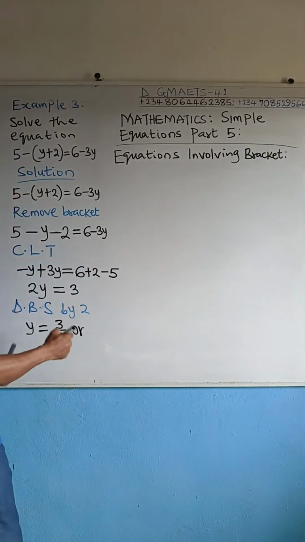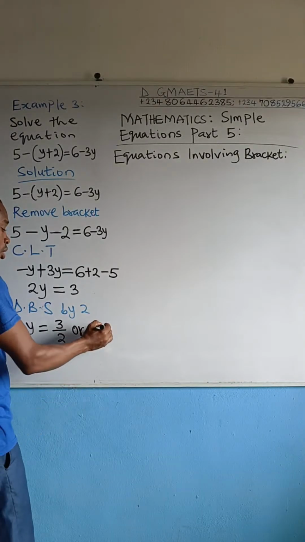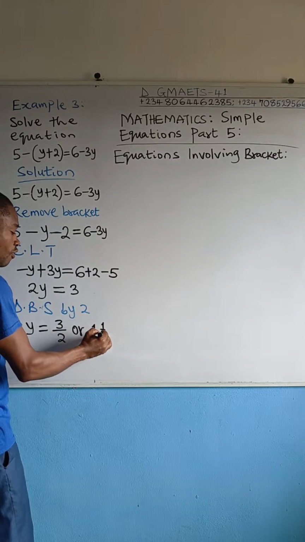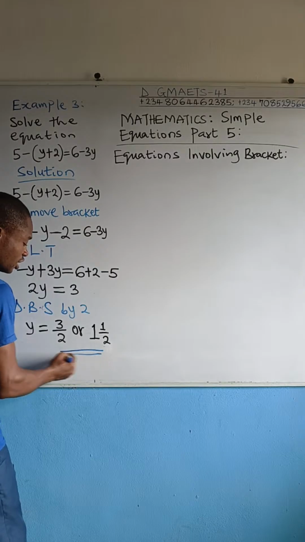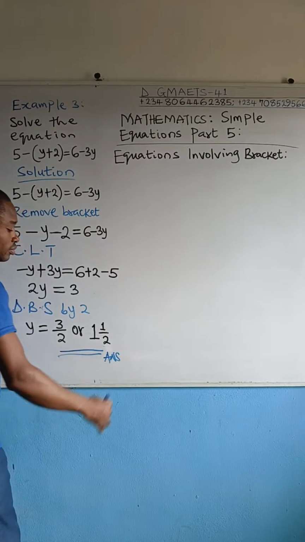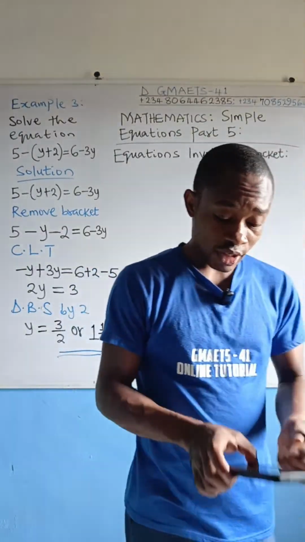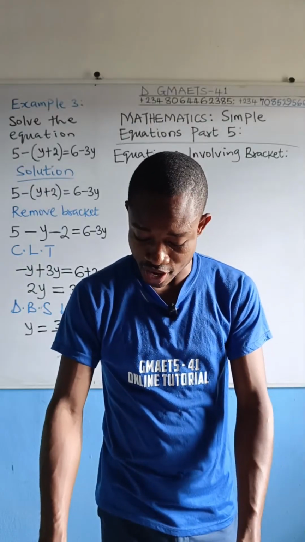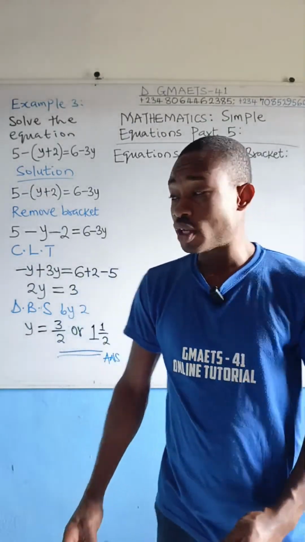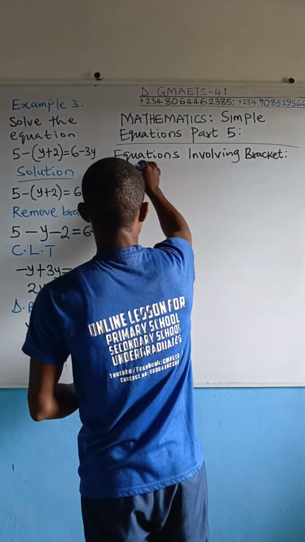It's here on this channel. 2 can go into 3 one time, which is one whole number. Remainder 1 over that denominator 2. So this is our answer. We are done with this particular example, and I hope you understood what we have there. We are going to take our last question. We are going to take our last example.